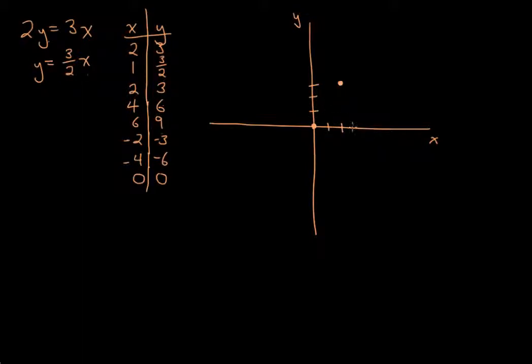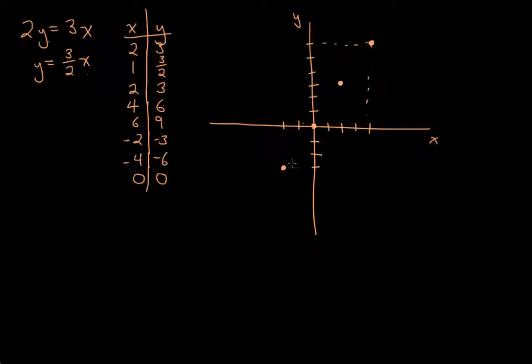Also 4, 6. There's 3, 4 on the x-axis, so it's going to be on this number on the x-axis, and then we'll go up 3, 4, 5, 6. So this is the point there. That's 4, 6. Negative 2, negative 3 is another point to plot. There's negative 2 and negative 3 right there.